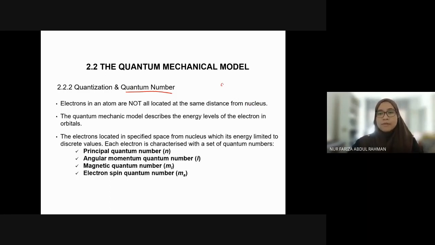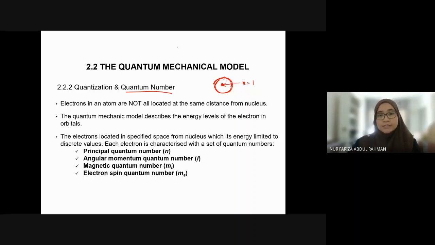So for an orbit, this is the nucleus. Let's say this is the energy level, n equals 1. An orbit means the electron is circulating, and this would be the fixed radius. So we would be able to know the electron's position.